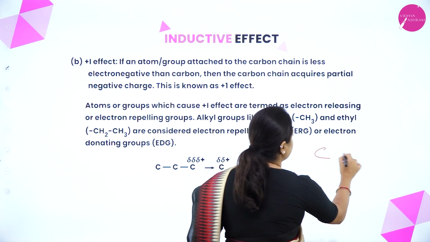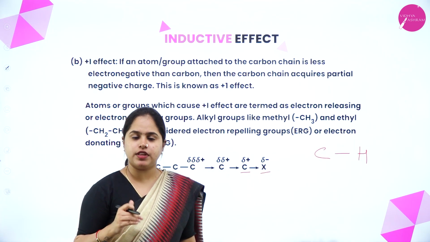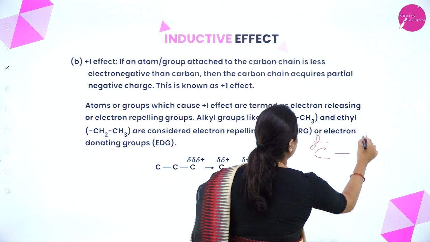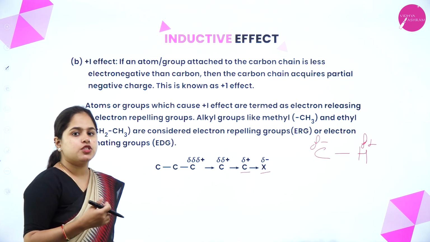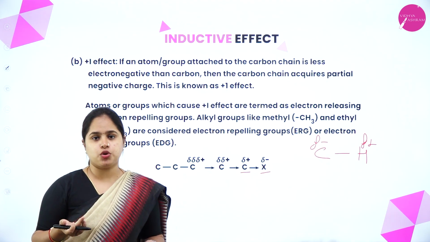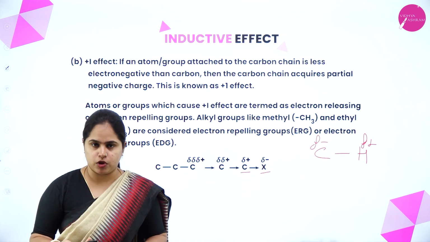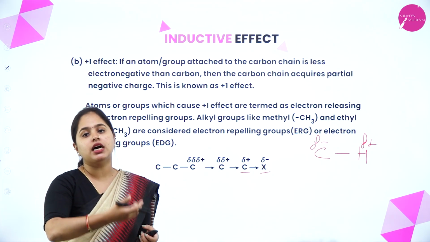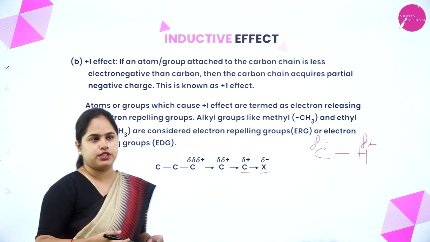So let's take carbon and hydrogen itself, right? Hydrogen is less electronegative than carbon. So in such cases the carbon will attain a partial negative charge and hydrogen will obtain a partial positive charge, right? So if the other atom which is present is more electronegative than carbon, the carbon will attain a partial positive charge, which is called minus I effect. And if the carbon is attaining a partial negative charge, it is called plus I effect, right?